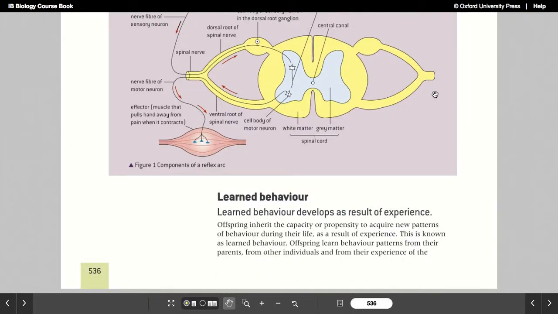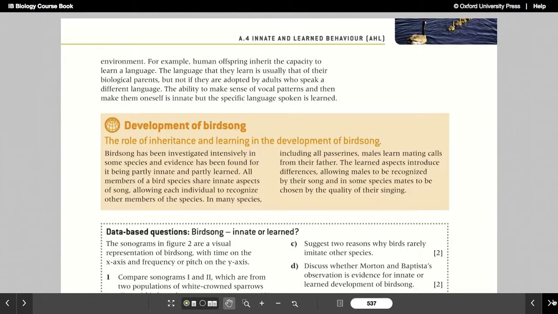Learned behavior is going to be behavior that results from experience. You are not born with it, and it will involve slow-acting neurotransmitters, like we talked about, like dopamine and serotonin.